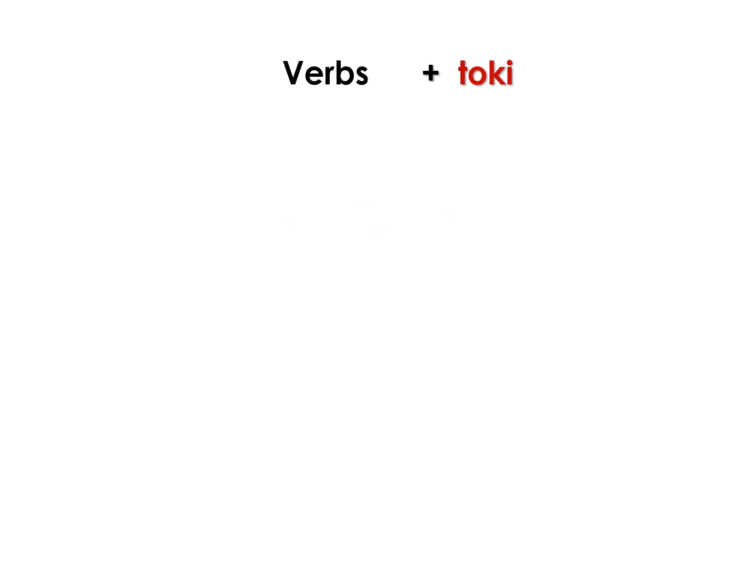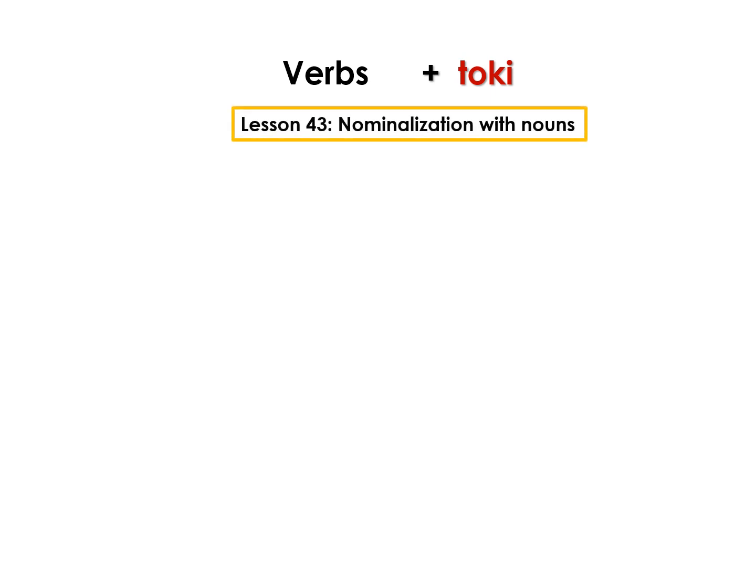Toki nominalizes verb clauses, or turns them into nouns. You can review nominalization using nouns in lesson 43. Grammatically, the verbs are usually in three forms. The first is in its dictionary form or ru form, ru-toki. When this happens, the meaning of the toki clause is right before I do.